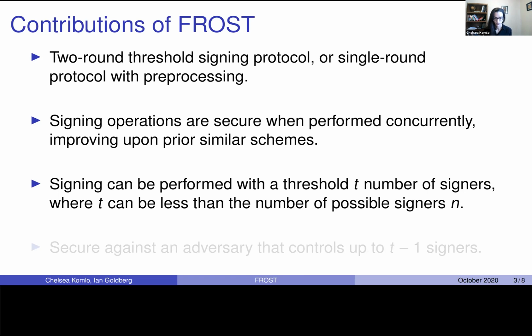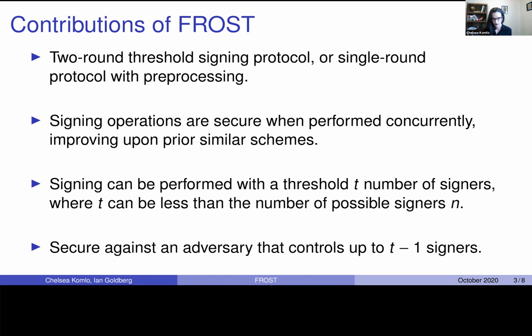Signing can be performed with a threshold number of signers, T, where T can be less than or equal to the number of possible signers, N. So as we saw before, you can have a subset of signers, not all signers need to participate. And finally, FROST is secure against an adversary that controls up to T-1 signers.